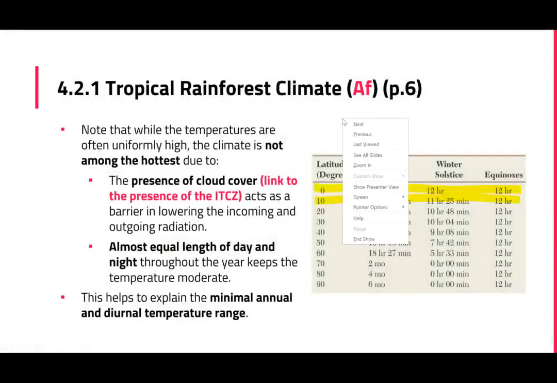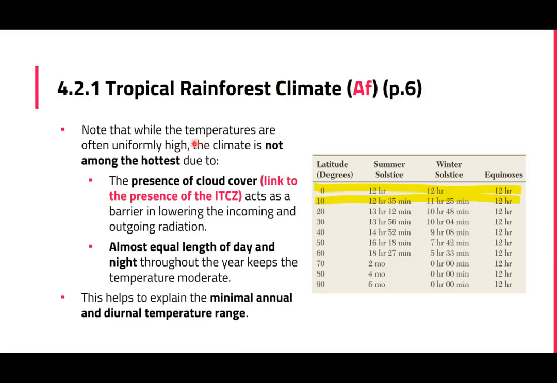Okay. However, even though the temperatures are high, it is also uniformly high, right? Even though it's uniformly high, the temperature is not the hottest in the world. So, for instance, in Singapore, our highest temperature is in the 30s, right? 30s, 35 degrees Celsius, right? But when you go to a desert climate, it can hit 50 degrees Celsius. So, it's not the hottest in AF.